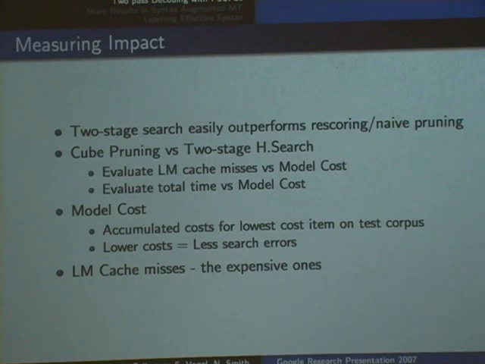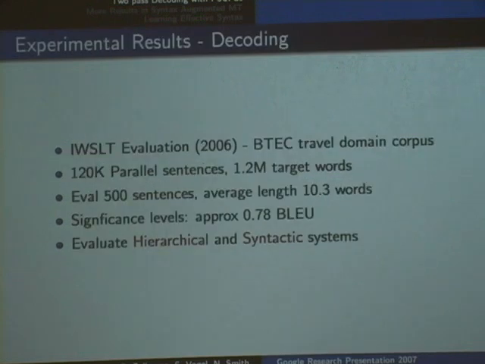We simply measure the cost of all the first best hypotheses on a test corpus. Lower cost implies lower search errors. And the reason why we measure against language model cache misses is that these are the expensive ones. Right? So how are we going to evaluate this?